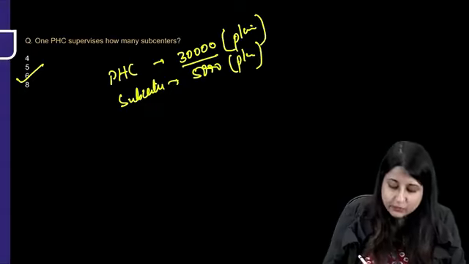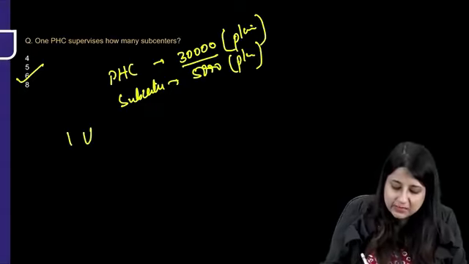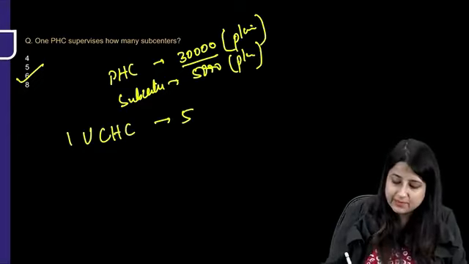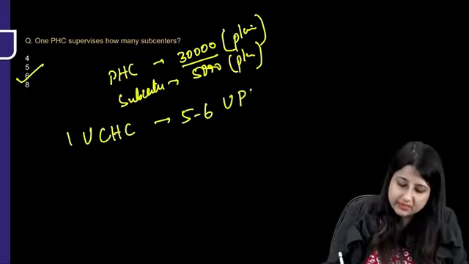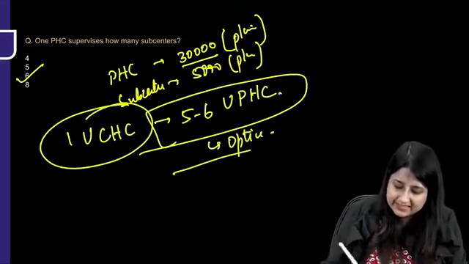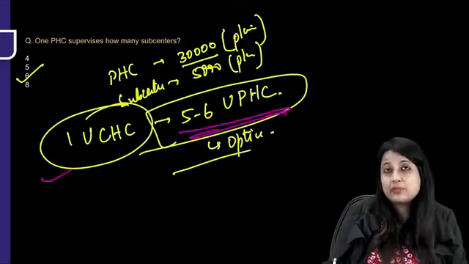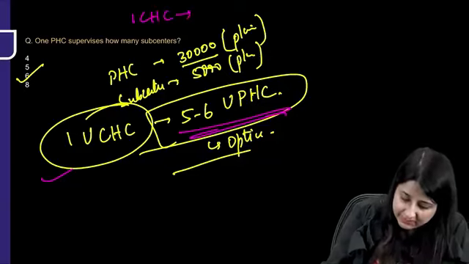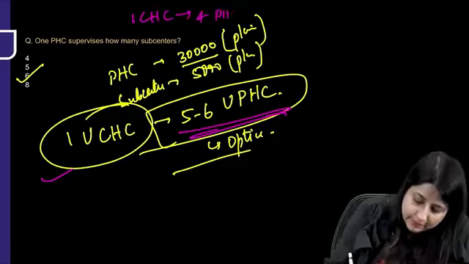Guys, here I would like to ask you something. One urban CHC is supervising how many urban PHCs? Remember, 5 to 6 urban PHCs. This has come as an option in one of the MCQs. One urban CHC is supervising 5 to 6 urban PHCs. But if I say one CHC is supervising how many PHCs, that will be 4 PHCs.